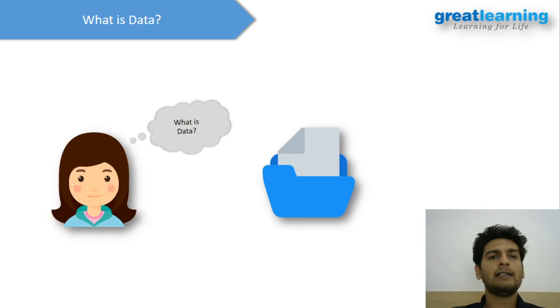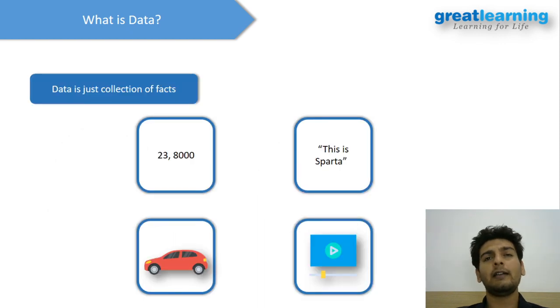All right. So I'll start the session by asking a very simple question. So guys, tell me what exactly is data? What comes to your mind when you hear the term data? Simply put, data is just a collection of facts. So when you work with numbers such as 23, 8,000 or 3.14, you're just working with data. And when you say statements such as this is Sparta or my name is Jim or my name is Pizza, these again are data.